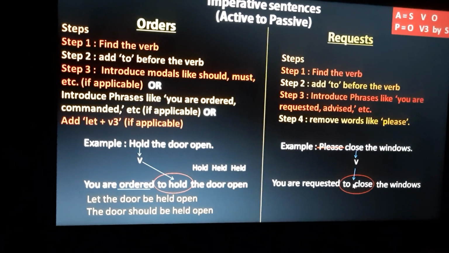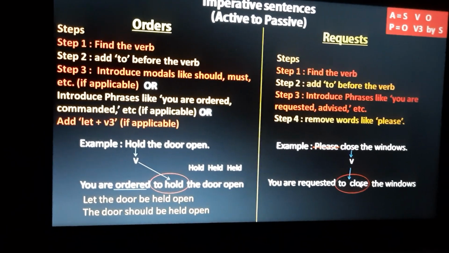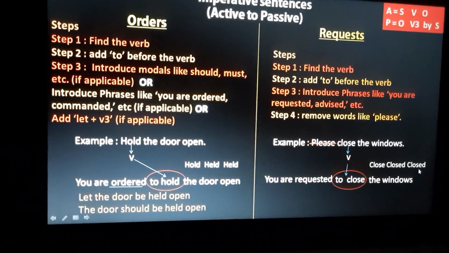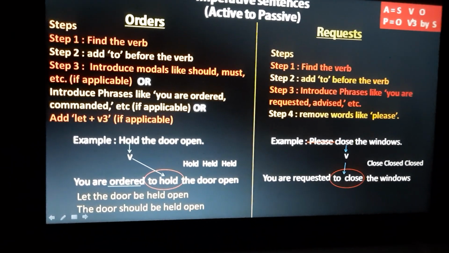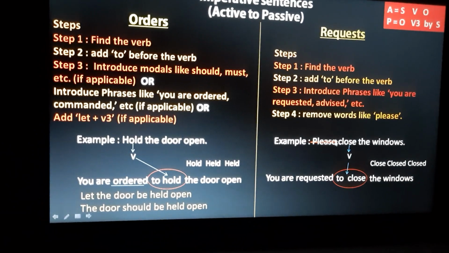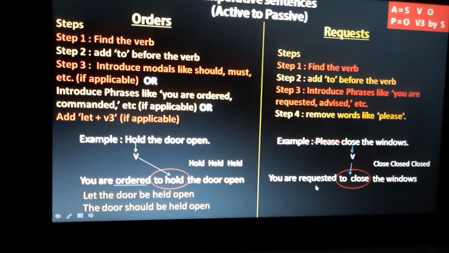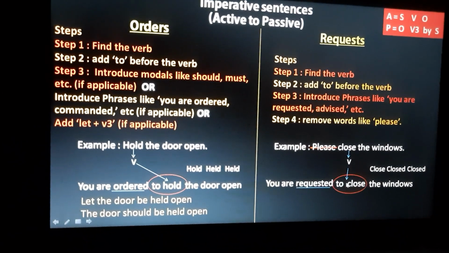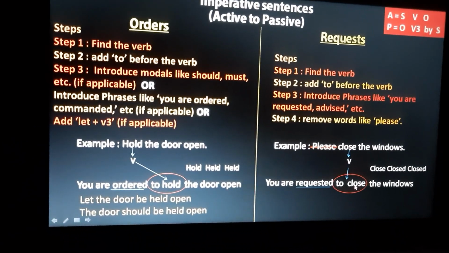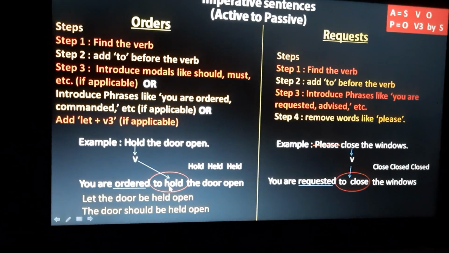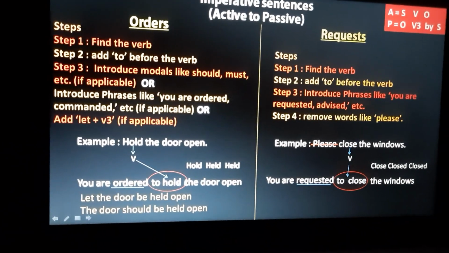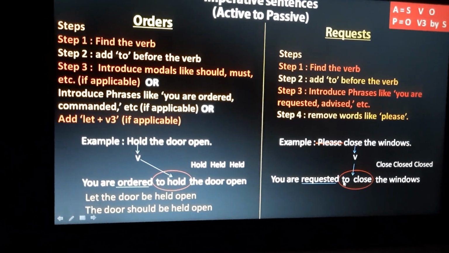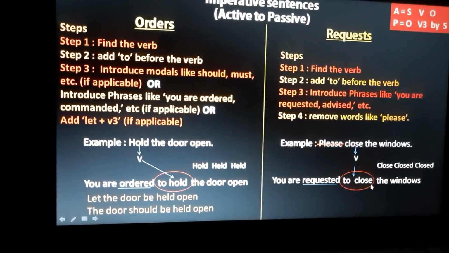We have written to close. Close is again V1 form. The other two forms are close, closed and closed. But for passive voice, we always need V3. We already have a V3 which we have introduced here, which is requested. Now the question is, why have we written close here and why have we written hold here? Why not to write to held? Why not to write to closed? The reason is, with to, we always write the first form of the verb.